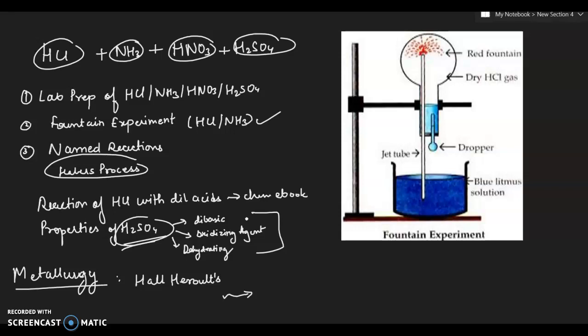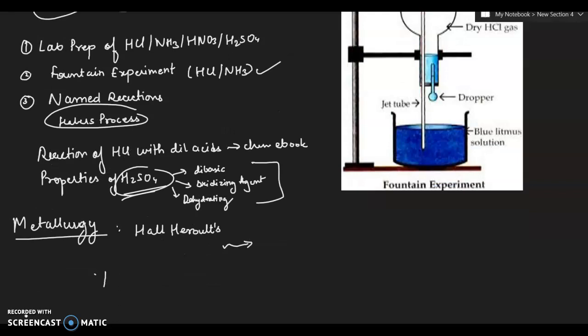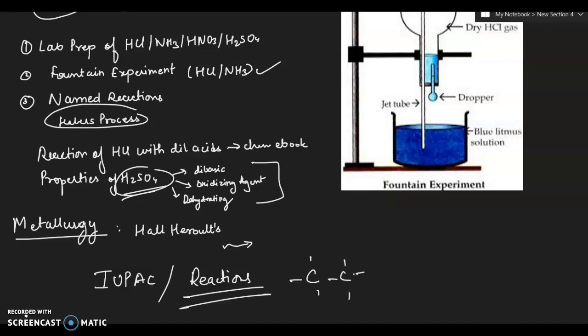It is a compulsion. For organic chemistry, I would say you have to do the IUPAC naming, and also the reactions. There are a lot of reactions in this chapter also. Please make sure to draw the structural diagrams, how to draw alcohol, how to draw aldehyde, and so on.